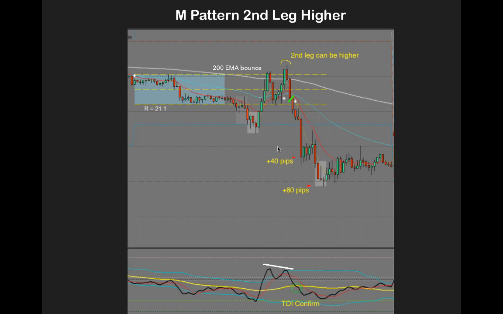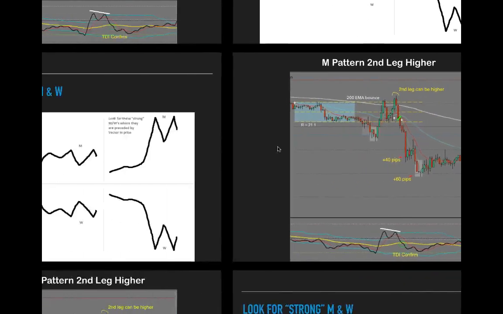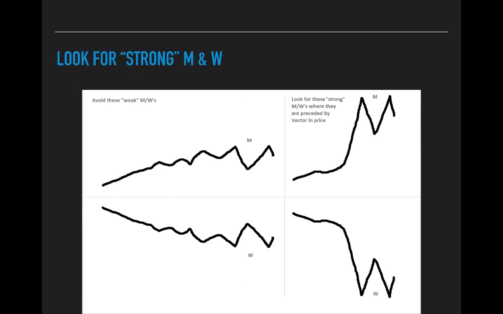Okay, so I want you guys to look for strong M's and W's. Look for M's and W's where you see price moving fast, strong candles moving up, and then the market makers taking that away and moving back down. When you see that strong up and down motion, the trapping motion that the market makers do, that's usually a good indication of a reversal.